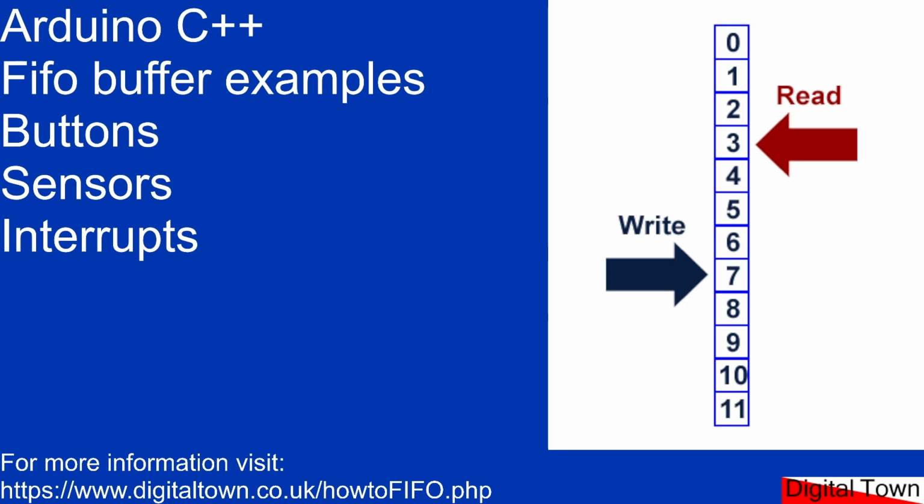Welcome to today's tutorial, and we're going to be looking today at FIFO buffers again. Now, a FIFO buffer is a first in, first out buffer. Sometimes it's called a circular buffer or a ring buffer. And today we're going to be looking at three different examples, one set up for buttons, one for sensors, and the final one will be for processing some interrupt timings.